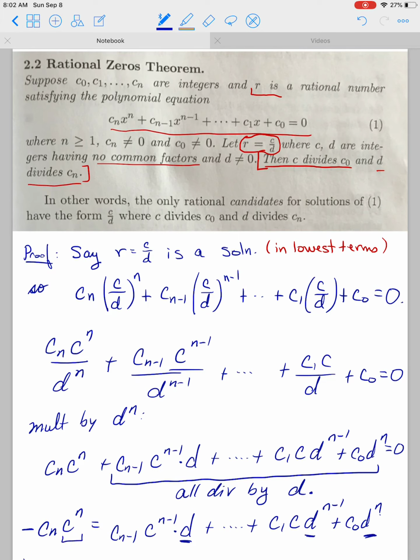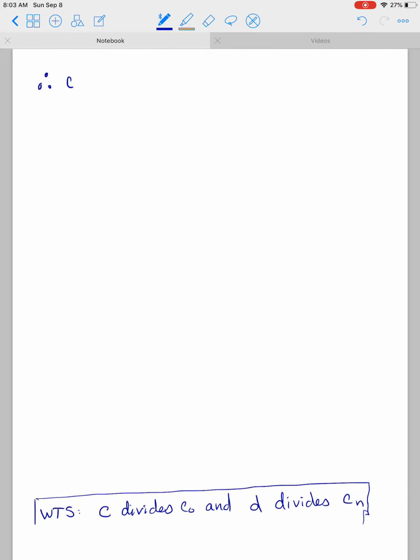And if we look over here, well, can c to the n have any factors in common with d? Well, let's see. c and d were the numerator and denominator of our fraction, and they had no factors in common. So c and d don't have any prime factors in common. So I think that means that c to the n can't have any factors in common with d. So I think that must mean that the left-hand side, since everything on the right is divisible by d, the only possibility left is that this term here, cn, has to be divisible by d, right? And so, therefore, cn is divisible by d. And if we go down and look at our conclusion, holy cow, we've already just checked that second statement there, right? So we're really halfway there.